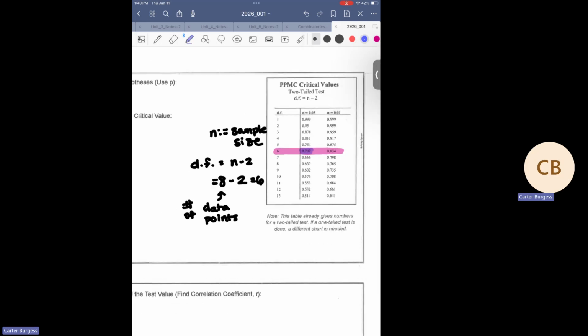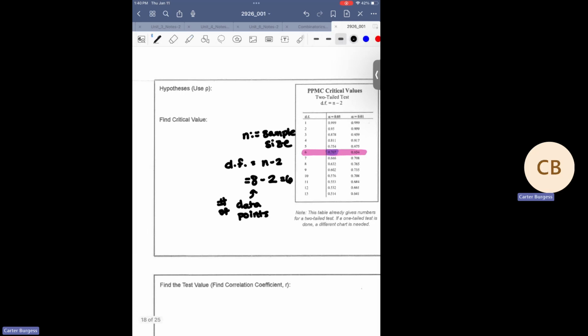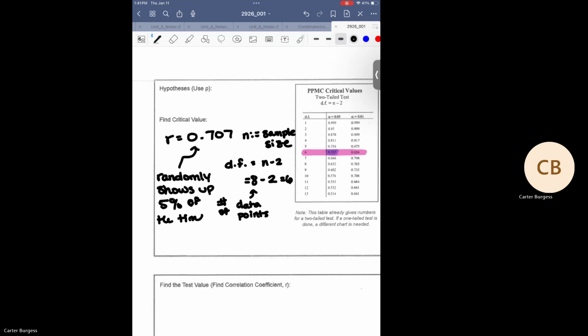0.707. This is what we are going to describe as the critical value. It is this R is equal to 0.707. In terms of our interpretation, we would expect this R value to show up about 5% of the time just randomly. Specifically with 8 data points.